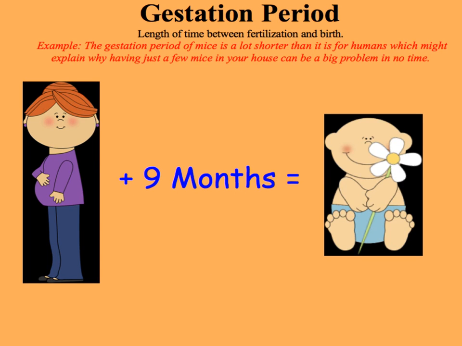Gestation is the length of time for fertilization. They say it's 9 months, but some doctors will say it's more like 40 weeks. So either one of those is a good estimation of the time.